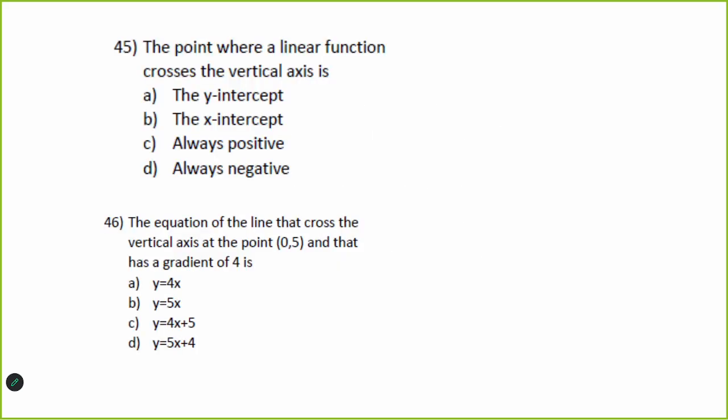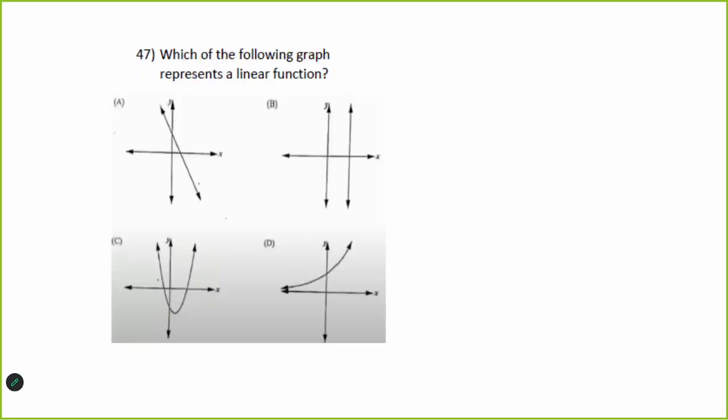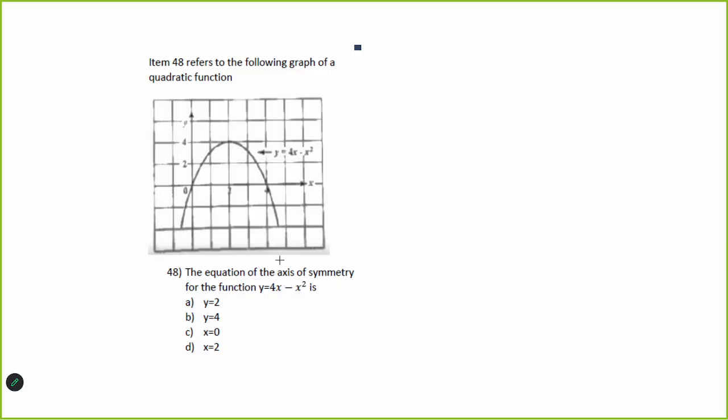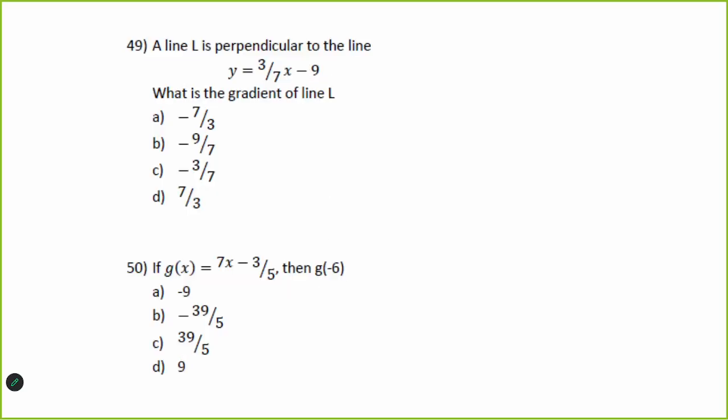Let's look at May, June 2023. Crosses the vertical axis, which is the y-axis. This will be a y-intercept. The equation of the line that crosses the vertical axis: your y-intercept is 5 and your gradient is 4, so y equals 4x plus 5, that's C. This one here, linear function. This one here, the equation of this line here, your axis of symmetry, y equals 2.